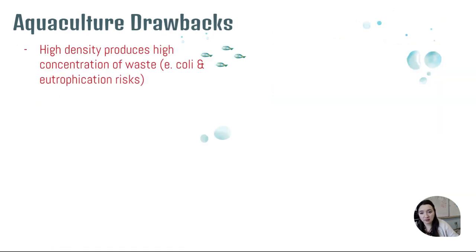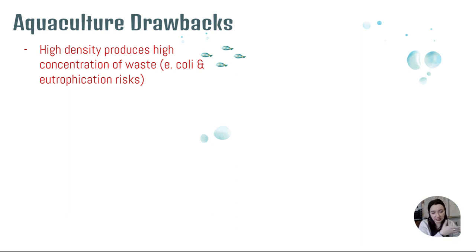So what are the drawbacks to this? Well, as always, everything in life produces waste. You know, everything, everyone, there's always waste. And when you have this high population of individuals within an aquaculture, within that net, they're going to be pooping. They're going to be expelling waste. That's how the world works.